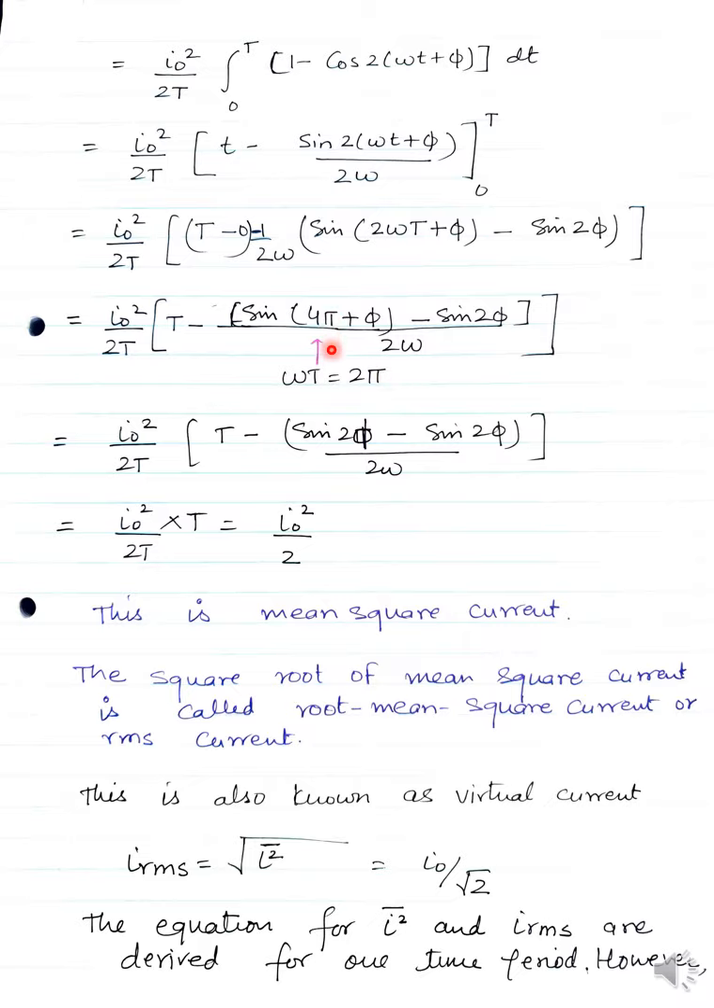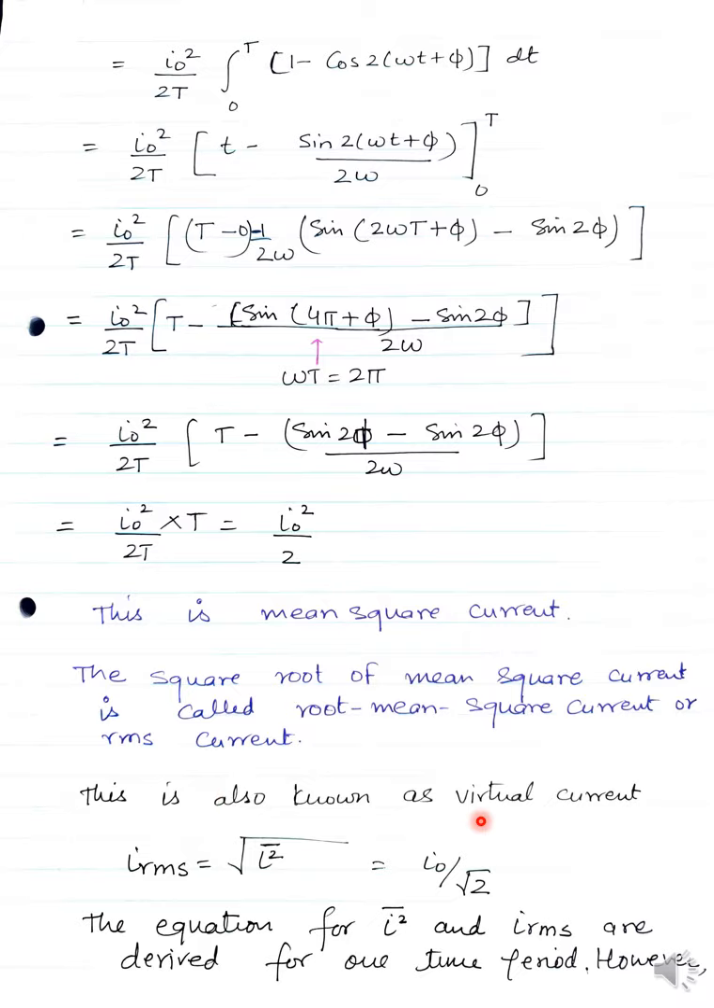So sin(4π + φ) will again be in the first quadrant, and it will be equal to sin 2φ. So it will be sin 2φ minus sin 2φ. This part will cancel out. So we remain with I square divided by 2T into T. So it will be I square divided by 2. So this is the mean square current. When you take the square root of this, we get the root of mean square current, called the root mean square current or RMS current.